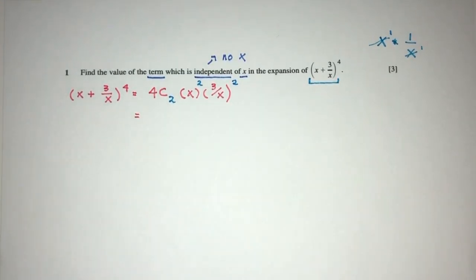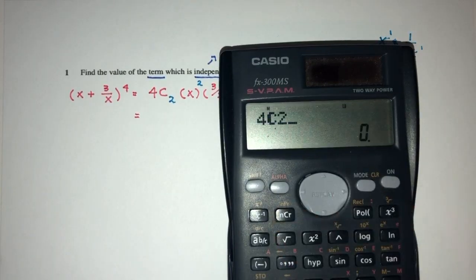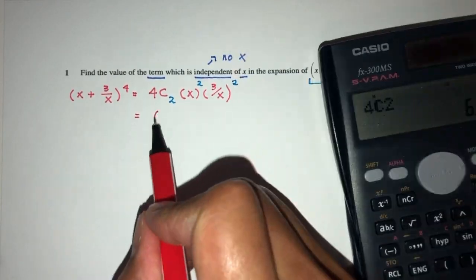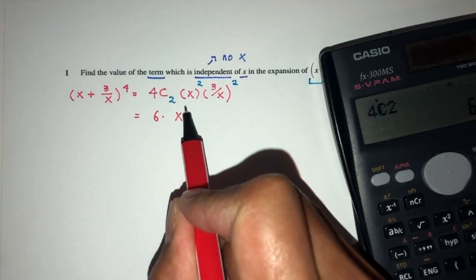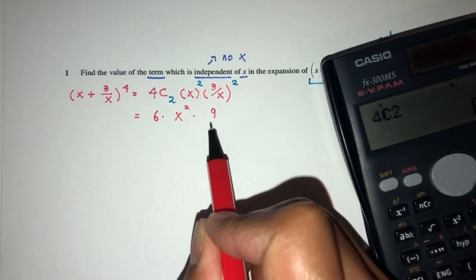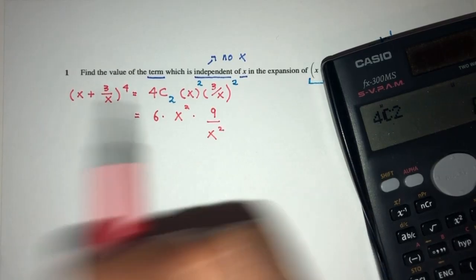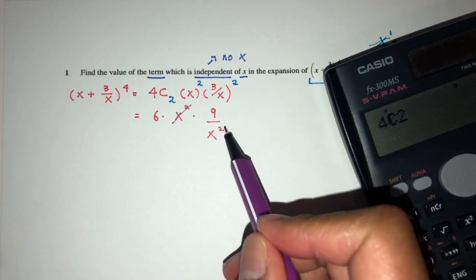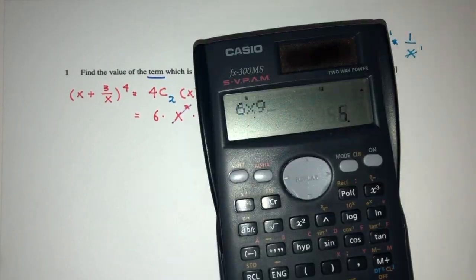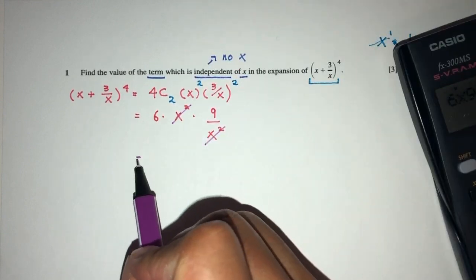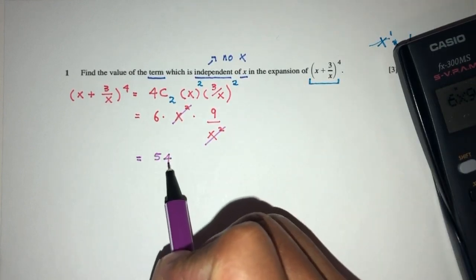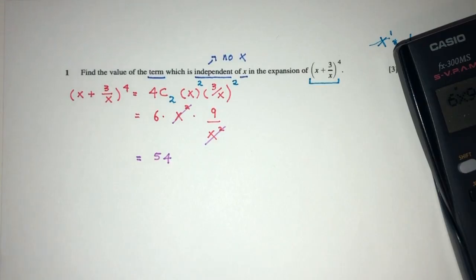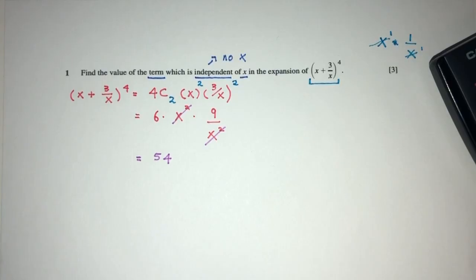So 4 choose 2 is 6 times x squared. This will be 9 over x squared. Now you can see clearly that these two will cancel out, and 6 times 9 will be the term which is independent of x. Now again, this is only one way of doing that.